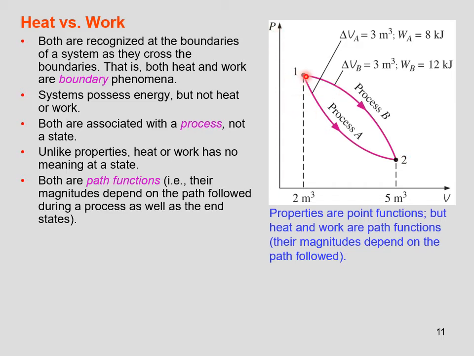If you go from state 1 to state 2, you can take many paths to get there, depending on how you change the system. Changing the system from one state to another typically involves adding heat, taking away heat, doing work on it, or having the system do work. These different ways to get from state 1 to state 2 are known as paths. They're called path functions. The magnitudes depend on the path followed in going from one state to another.